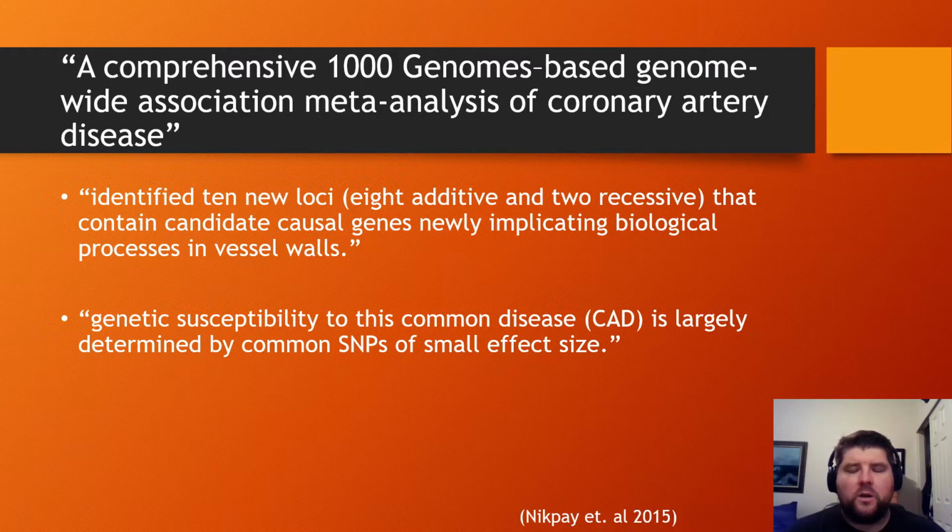susceptibility for this is largely determined by these little tiny genes. They call it SNPs of small effective size. So they pack a wallop, and they're very important in determining whether or not we can develop coronary artery disease. So in the future, they'll likely do a blood test to say, hey, you know what, you have this certain gene for coronary artery disease. We're going to be monitoring that.